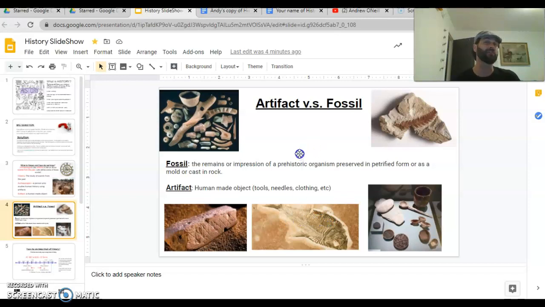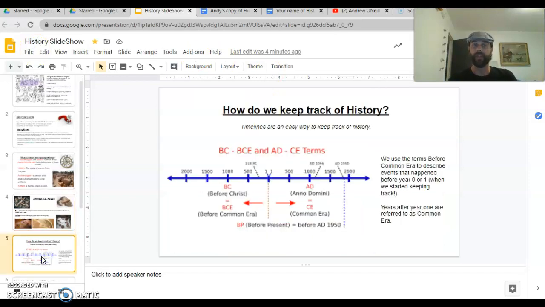So I'll answer questions, and when we get into the Stone Age, we look at artifacts a lot, and we go into some of the first tools that humans used before we had civilizations. One of the trickiest things from today is going to be understanding how we keep track of history, right? And one of the easiest ways historians do this is we use number lines.